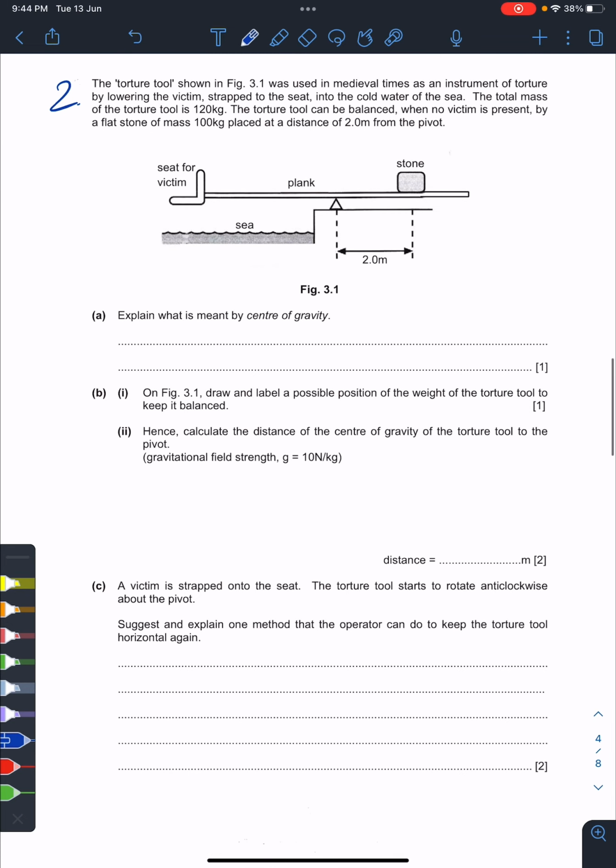Okay, next question is your torture tool. Let's take a look. So what does it mean by center of gravity? It is basically a point. So you want to get a point, you need to write down a point. What is this point? A point where the whole weight of the object seems or appears to act on or act on.